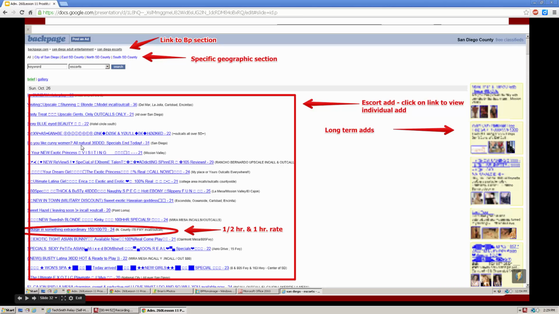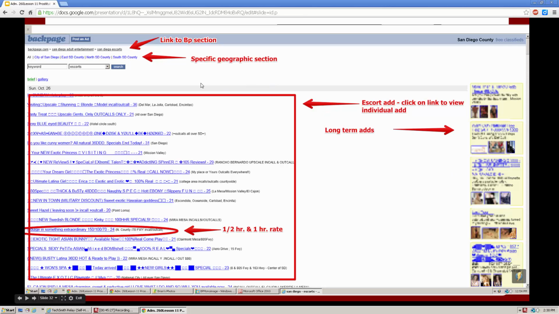Now, if you clicked on one of those links, body rubs, massage, escort, you will get the individual advertisements for the women involved. And these are basically sales pitches to entice you. You click on that, it'll take you to their site, and it'll be more specific as to what they're offering. These are advertisements that the girls or guys will place, costing about $15 a month. These are long-term ads that run for a week up to a month, and they'll obviously pay more money to get this long-term ad.